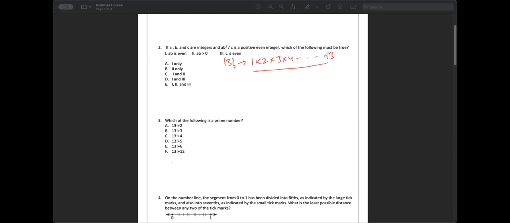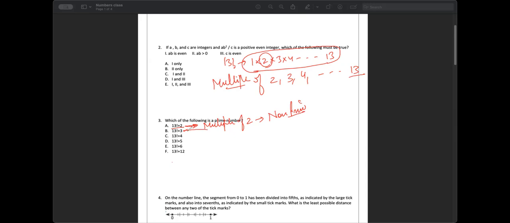So 13 factorial is a multiple of 2, it's a multiple of 3 as well, it's a multiple of 4 as well, it's a multiple of all the numbers till 13, first of all. So 13 factorial plus 2 would definitely be a multiple of 2, because 13 factorial itself is a multiple of 2. It'll be some number in the table of 2, a very large number, but still a number in the table of 2. 13 factorial plus 2 will be a multiple of 2, non-prime for sure.